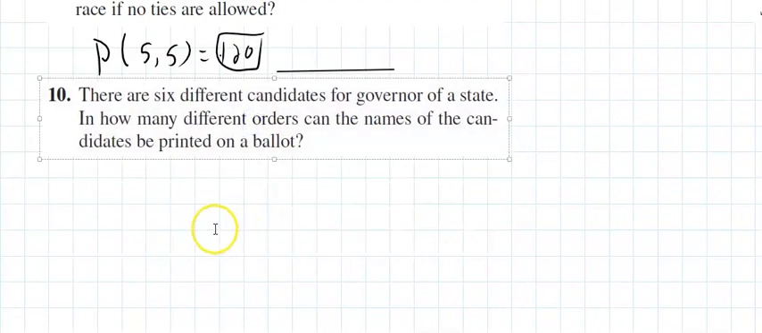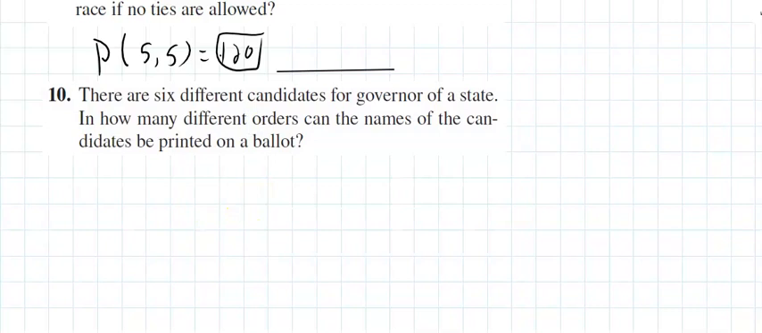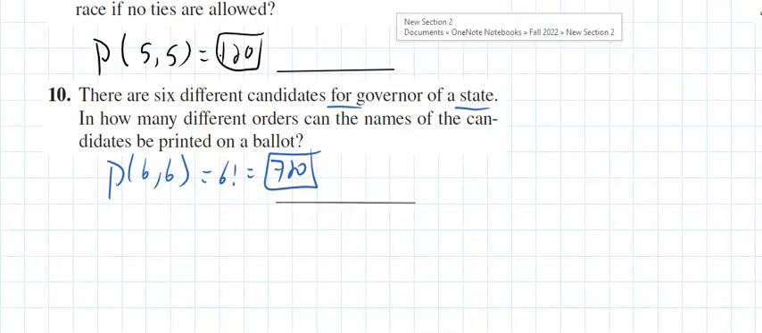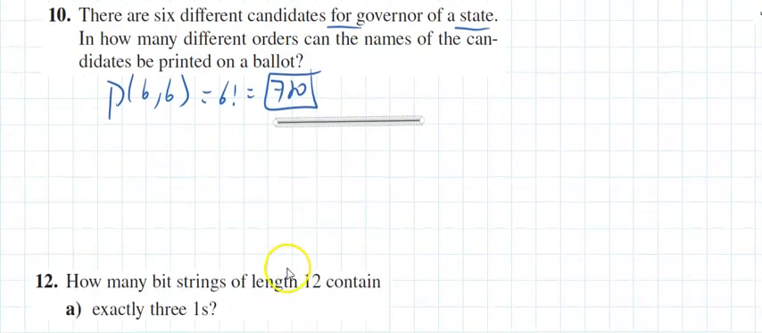There are 6 different candidates for governor of a state. Okay, governor of a state, it doesn't matter who you pick. In how many different orders can the name of a candidate be printed on the ballot? So you want to print those on a ballot. Well, you're going to have to print all of them. So out of the 6, you're going to choose 6, which is really 6 factorial, and that's 120 times 6, 720. A factorial is the fastest growing function in math, after a given number, of course.